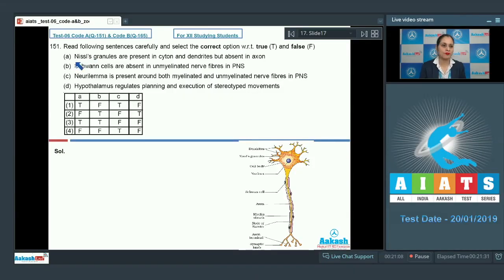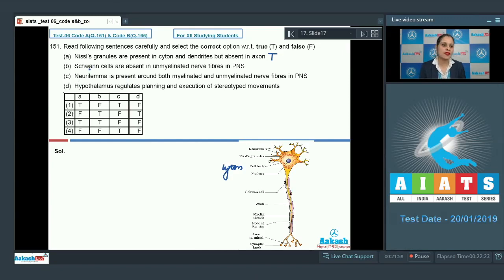Question number 151. Read the following sentences carefully and select the correct option with respect to true and false. The very first statement is, Nissl granules are present in cyton and dendrites but absent in axon. This is a correct statement, so it is true. As you can see in this diagrammatic representation of a neuron, these Nissl granules are present in the cytoplasm of the cell body, also known as cyton, and in the dendrites but not in the axon. So this is a true statement.